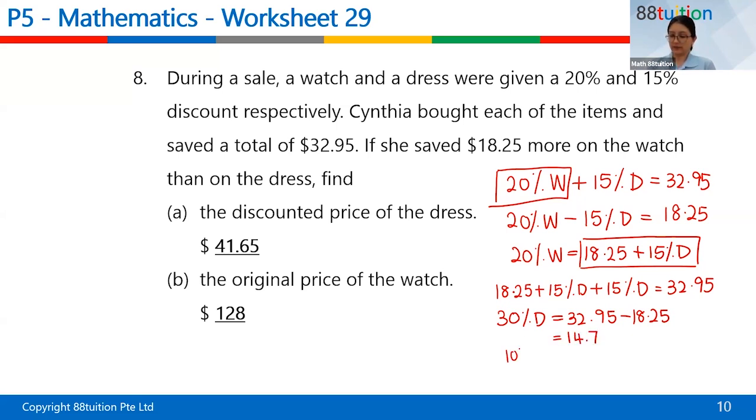Then you find 10%. We can divide by 3. Then we find 100% of your dress. Wait. You find discounted price of the dress. 100% of the dress is the original price of the dress. Discounted price of the dress is what? It's 100 minus 15, which is 85. Oh, then I shouldn't find 10% already. I need to find 1%.